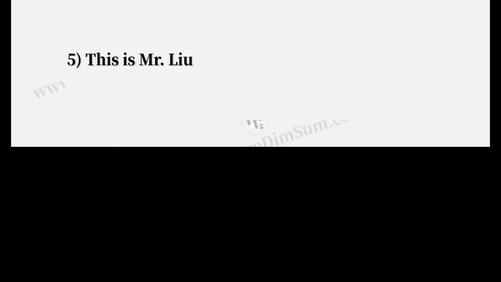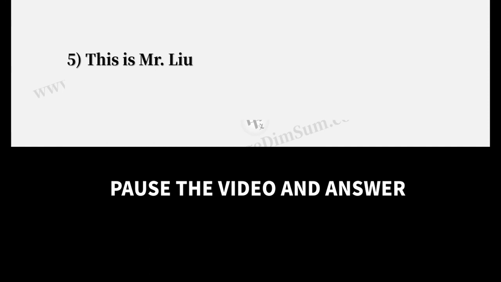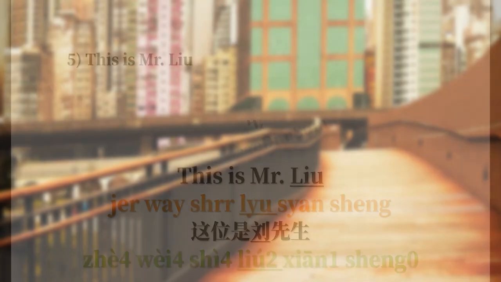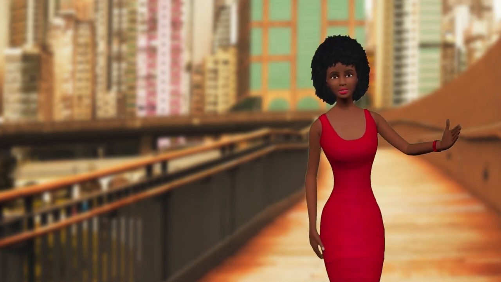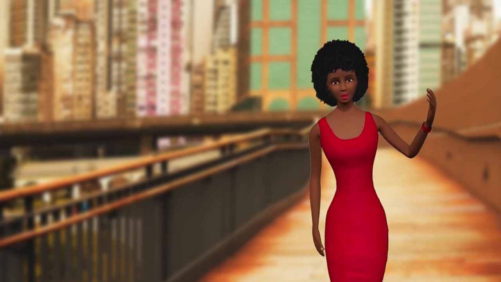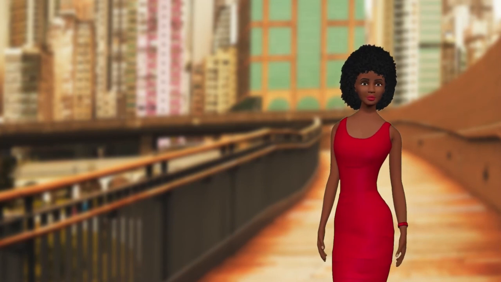This is Mr. Liu. 这位是刘先生。This is Mr. Liu. How did it go? If you got less than 3, please revise the lesson before we proceed. If you got 5 out of 5, congratulations. We are so happy for you. Now, let us proceed.